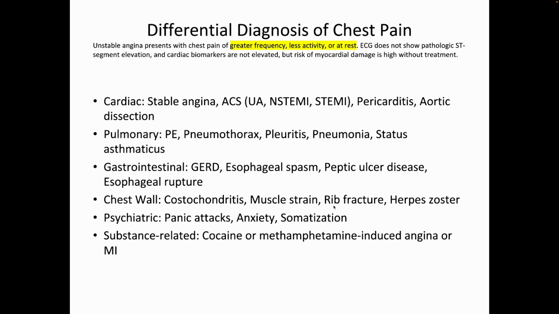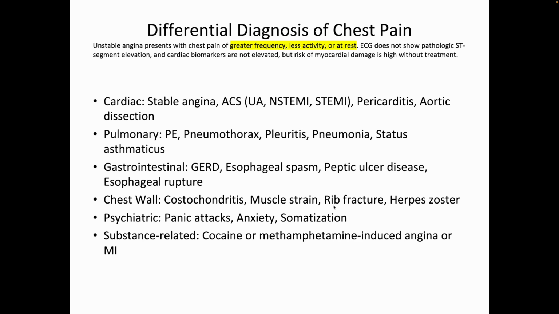Now we're going to talk about the other differential diagnoses of chest pain. As we said, one of the differentials could be stable angina, acute coronary syndrome, pericarditis, or aortic dissection. That's if it was a cardiac cause. It could also be a pulmonary cause like PE, pneumothorax, pleuritis, pneumonia, status asthmaticus, and gastrointestinal. These can be quite difficult to differentiate from cardiac, such as GERD, esophageal spasm, which actually is relieved with use of nitroglycerin, peptic ulcer disease, and esophageal rupture.